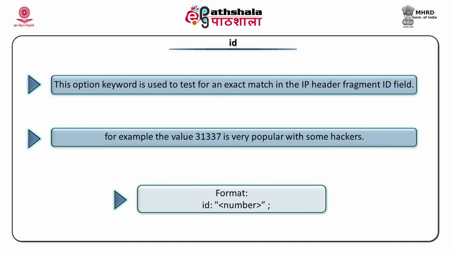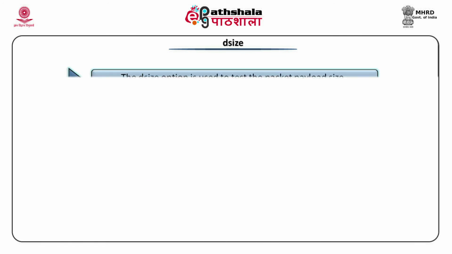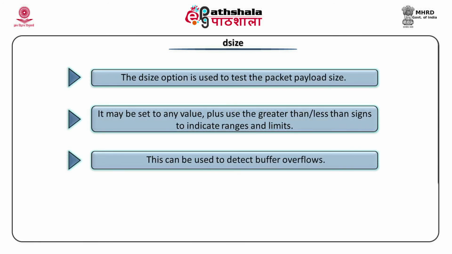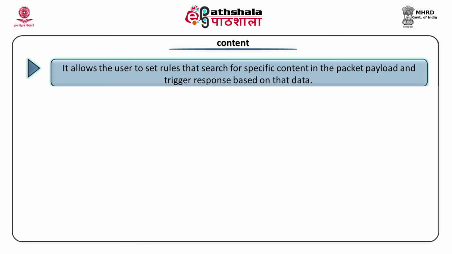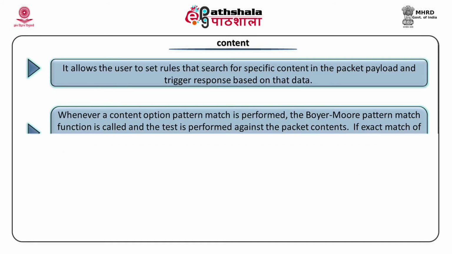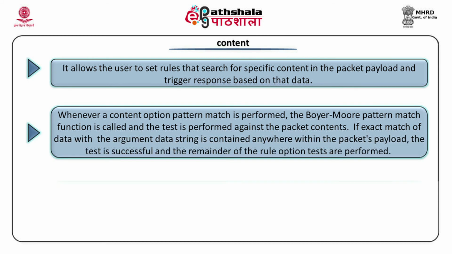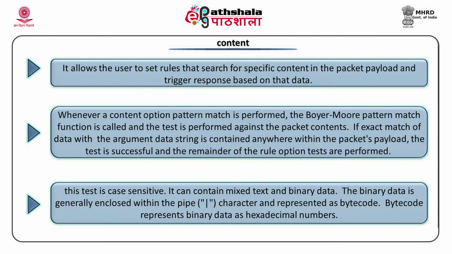TTL option can be set by a number. The ID option keyword is used to test for an exact match in the IP header fragment ID. For example, the value 31337 is very popular with some hackers. They set the IP header ID field to 31337. So we can define a Snort rule saying that if the ID is 31337, then the packet should be alerted.